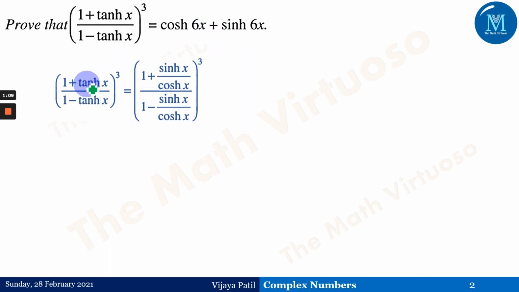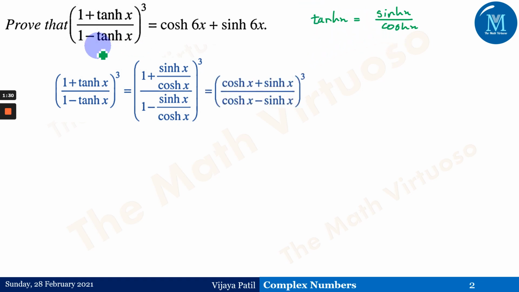So now (1 plus tan hyperbolic x upon 1 minus tan hyperbolic x) to the power 3 is written as follows. Tan hyperbolic x is equal to sine hyperbolic x upon cos hyperbolic x. This very simple and important formula related to the hyperbolic function we will use in this step. So we have used it here.